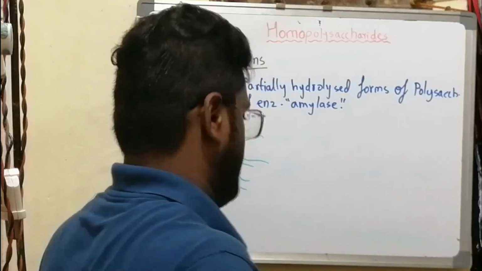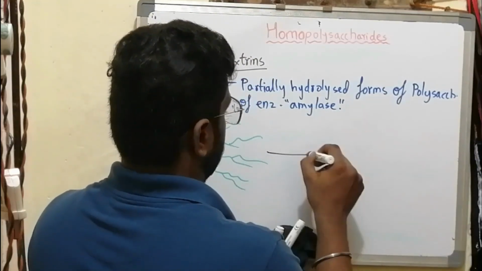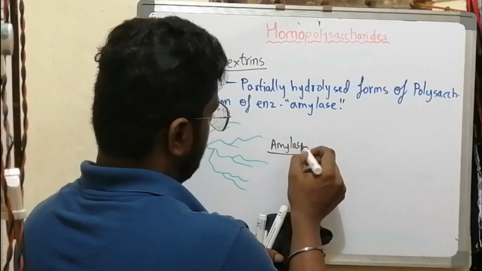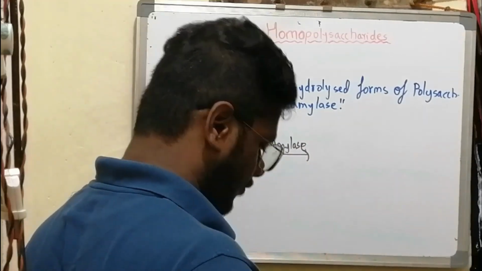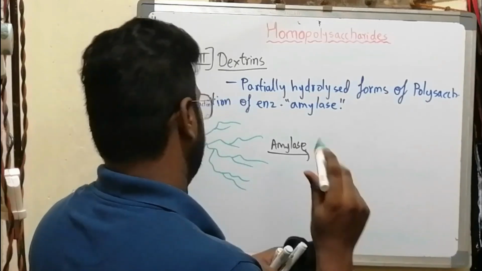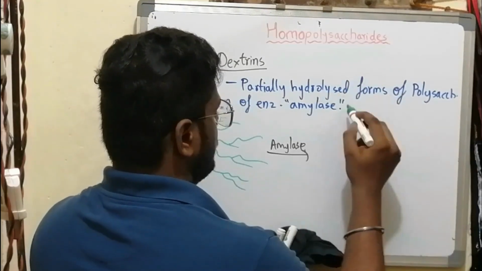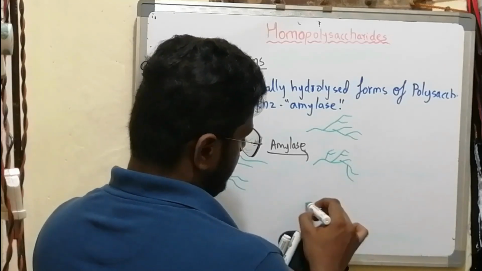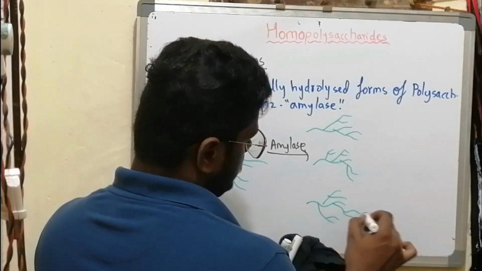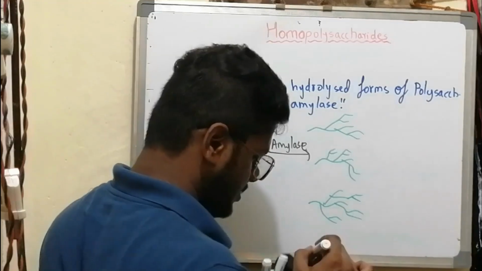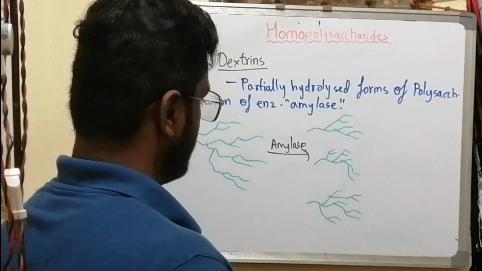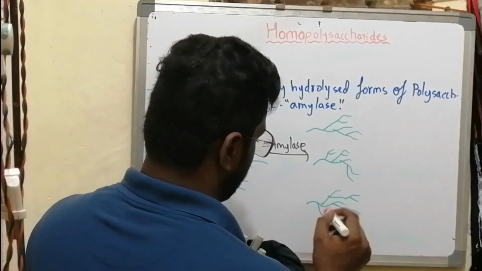So let me draw amylase. We are hydrolyzing it by the action of amylase, and what we get initially would be dextrins. So by the first action, suppose I got this chunk of dextrin. This dextrin will be called amylodextrin.